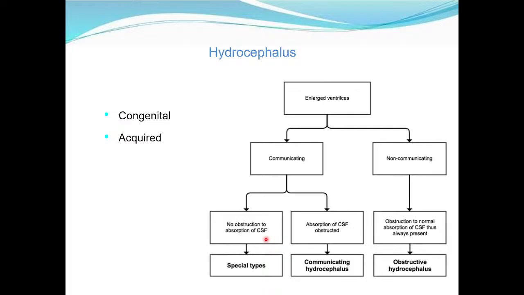Hydrocephalus can be congenital or acquired, with enlarged ventricles, communicating or non-communicating. Non-communicating means obstructed somewhere. In communicating, there is no obstruction of the CSF flow. There are special types, such as normal pressure hydrocephalus or idiopathic intracranial hypertension. If the absorption of CSF is obstructed at the level of the arachnoid granulations, it is called communicating hydrocephalus, so it needs diversion. In non-communicating, there is obstruction in the flow anywhere.